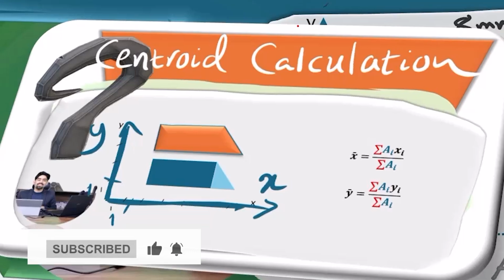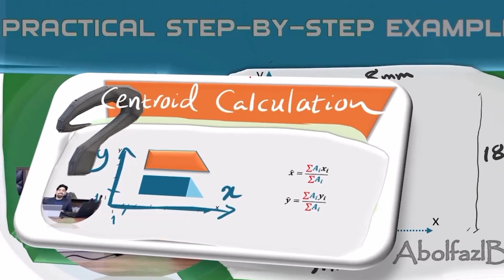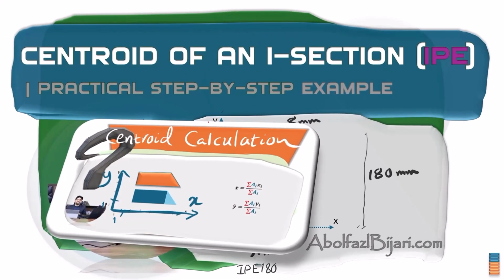And remember that the centroid is the heart of the section. A small mistake in locating it shifts the neutral axis. A shifted neutral axis means wrong bending stress, wrong shear stress, and potentially unsafe design.